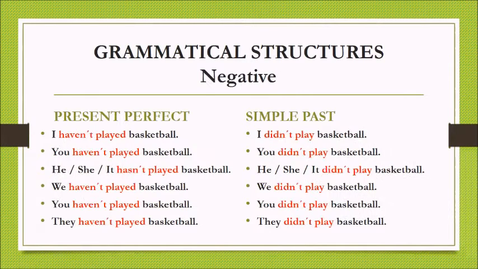To form the negative, we add the particle not to the auxiliary verb. In the present perfect, then we have haven't or hasn't, followed by the past participle of the verb. And in the simple past, we are going to use the auxiliary verb did in contraction with the particle not.